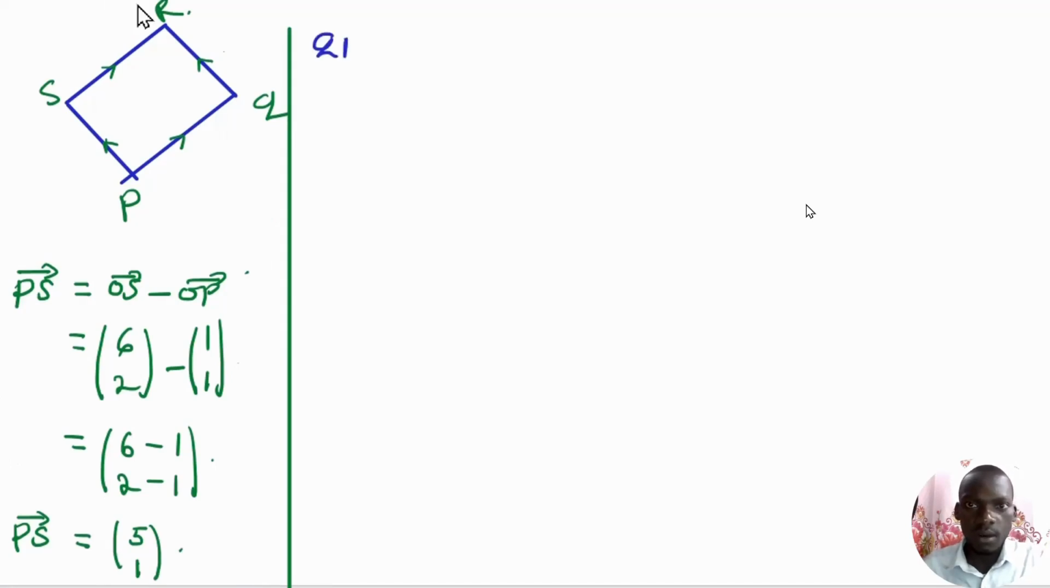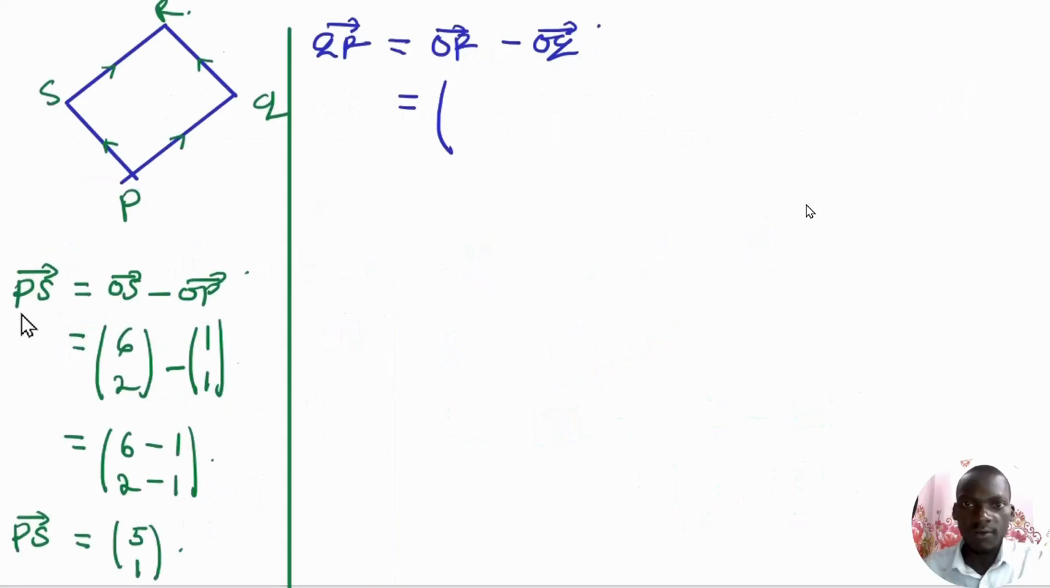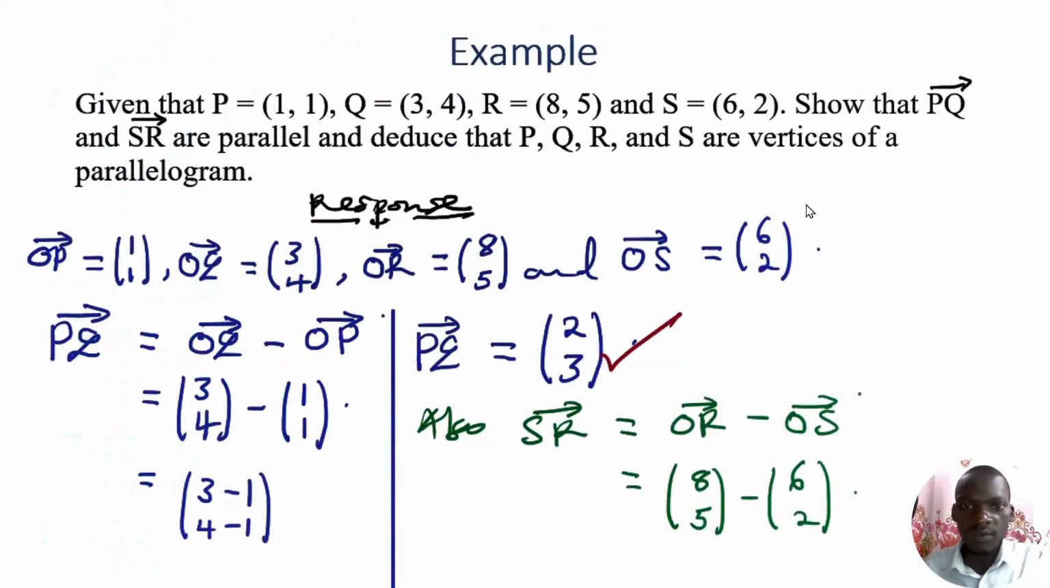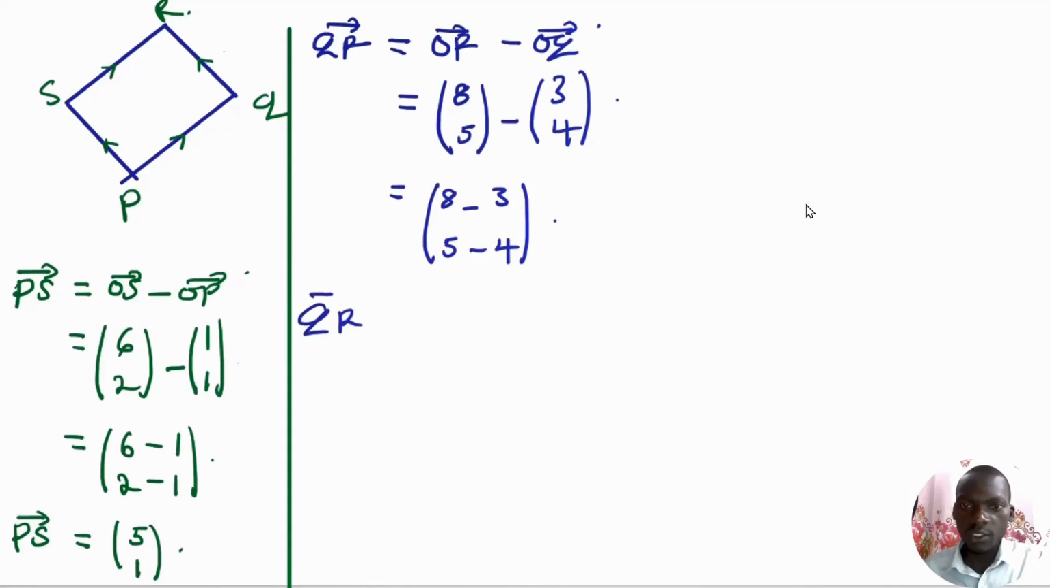So vector QR equals position vector OR minus position vector OQ. So let's substitute in. Position vector OR is given by (8, 5), then position vector OQ is given by (3, 4). So minus (3, 4). As we simplify this, it is the same as (8 minus 3, 5 minus 4), implying that our vector QR equals (5, 1), since 8 minus 3 is 5 and 5 minus 4 is 1.